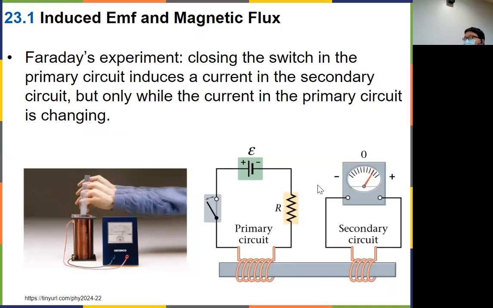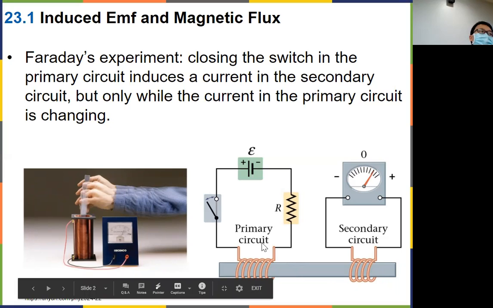So last time we talked about induction. Basically, if you have a magnet and move it in and out of a coil, then you generate EMF, the voltage in that coil, or current if it's a complete circuit. You can also do this if you have a primary circuit that has coils. As long as there's current changing in the primary circuit, then you'll induce current in the secondary circuit, in the coil there.